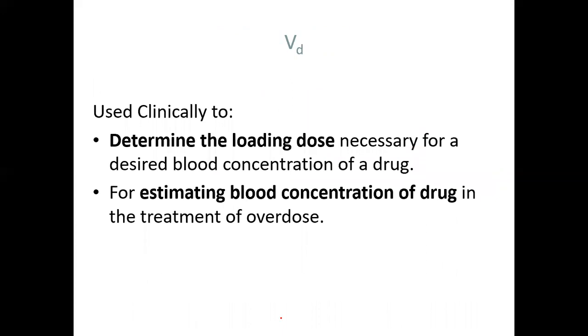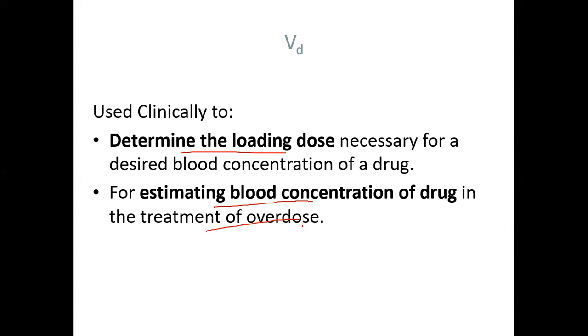Now, how does this apparent volume of distribution help us? It helps us to determine the loading dose. Now, what is this loading dose? Loading dose is the dose that is required for initial action of the drug. So what needs to be done is we need to fill all the sites so that the drug reaches its site of action and is able to have its action. It could also help in estimating blood concentration of the drug for the treatment of overdose.